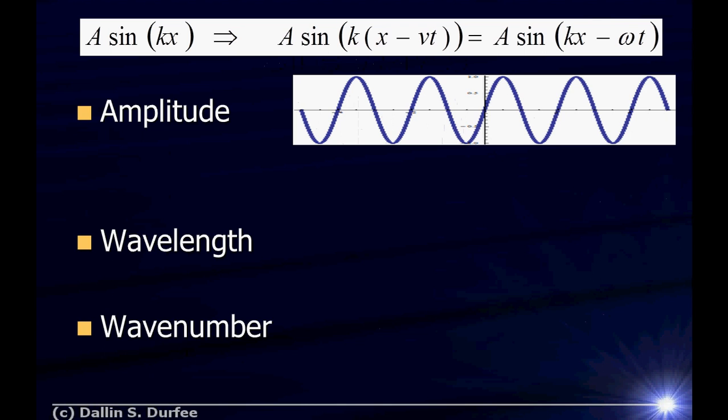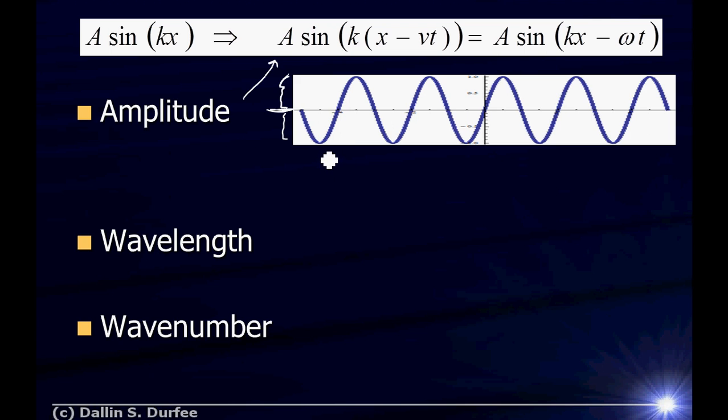When we talk about waves, sometimes we talk about the amplitude of the wave. The amplitude is this distance right here, from 0 up to the maximum height of our sine wave, or the distance down to the minimum, either way. So it's not the full peak-to-peak distance, it's from 0 up to the maximum excursion. That's the amplitude, and that's A right here in this equation.